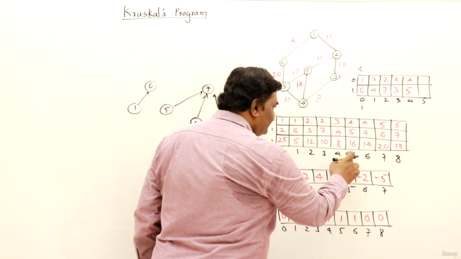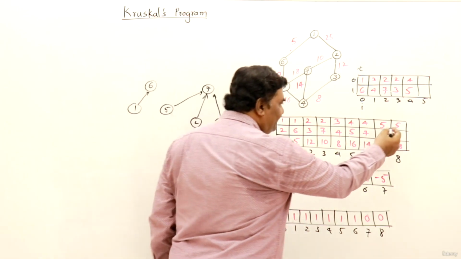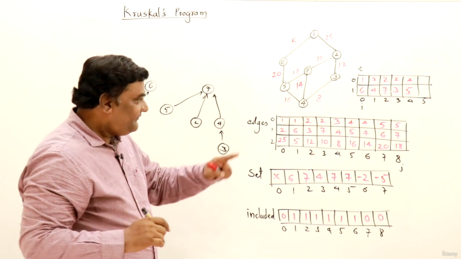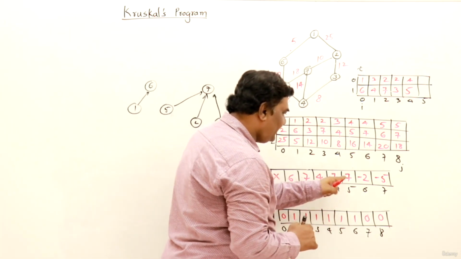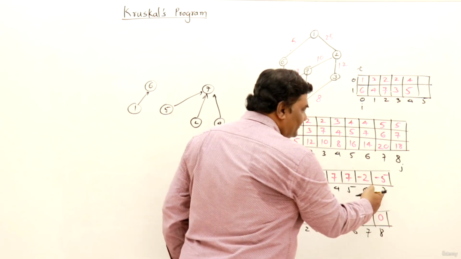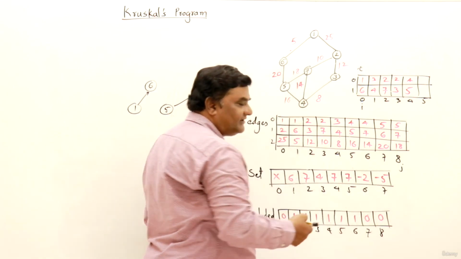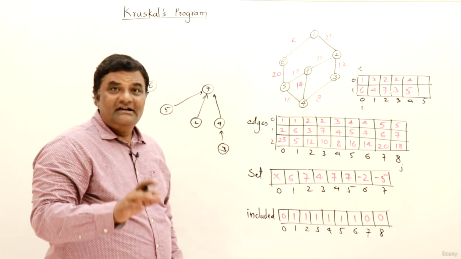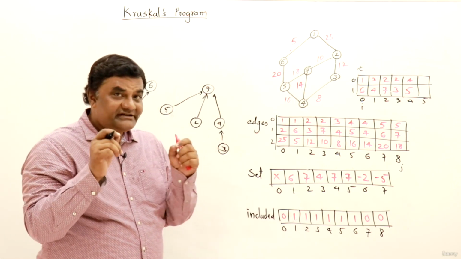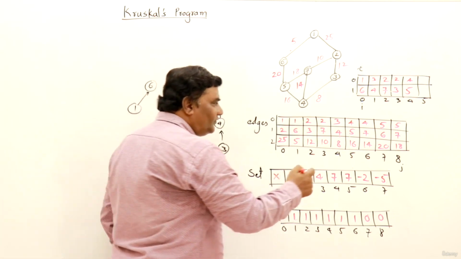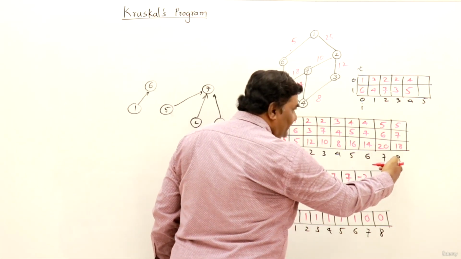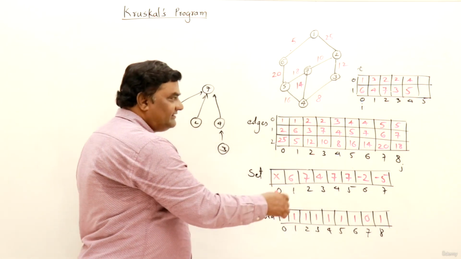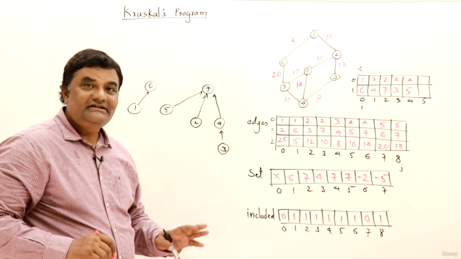Find the next minimum. After 16, the next minimum is 5, 7. That is minimum. Find 5 and find 7. Find 5: who is the parent? 7. Find 7: who is the parent? 7 only, because this is negative. So both are giving the same. So 5 and 7 belong to a single set. If they belong to the same set, it is forming a cycle. So don't include this one in the solution, but mark it as 1 to show that this is finished. This edge is deleted now.